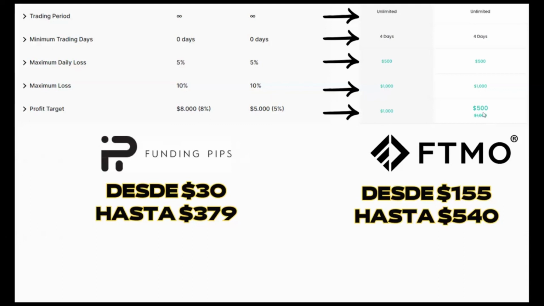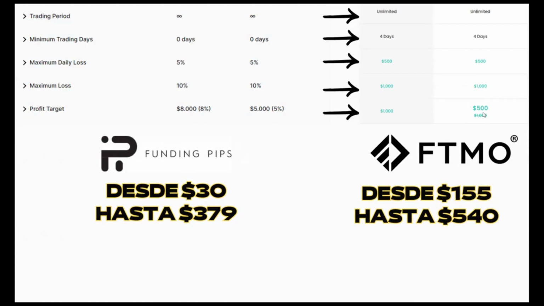Instead, in FTMO, to start a test you can do it from 155. And I have gone up to the 100,000 account in FTMO, which is $540. I have not gone to 200,000 because FUNDINGPIP does not have an account of 200,000. So I am comparing those prices. It should be emphasized that the price of $30 is for an account of $5,000, and the price of 155 in FTMO is for an account of 10,000.